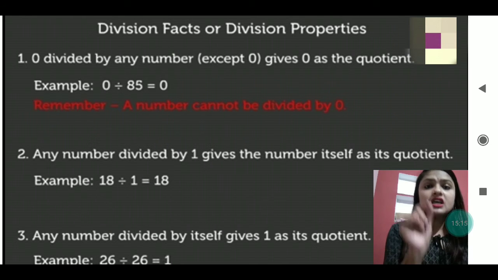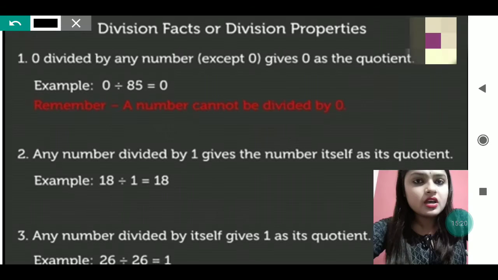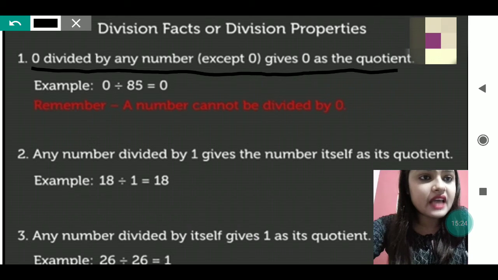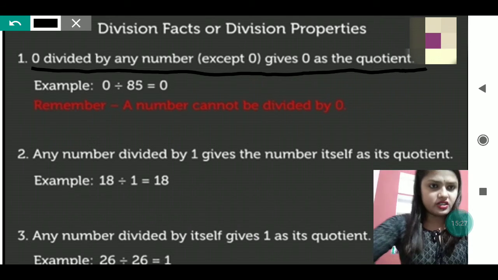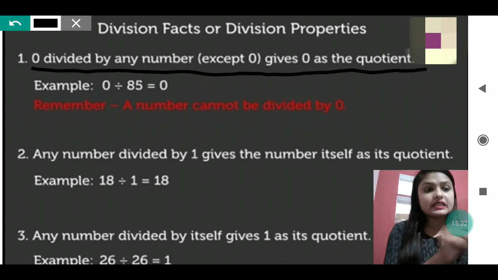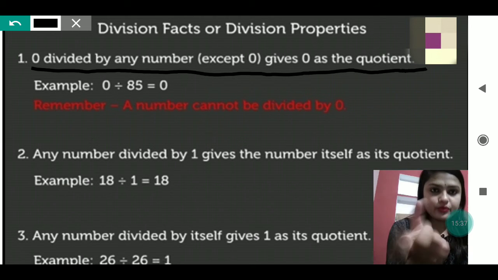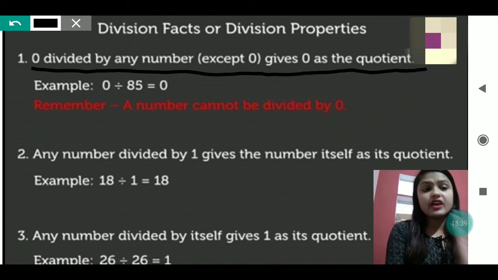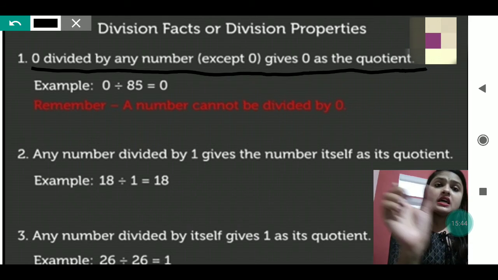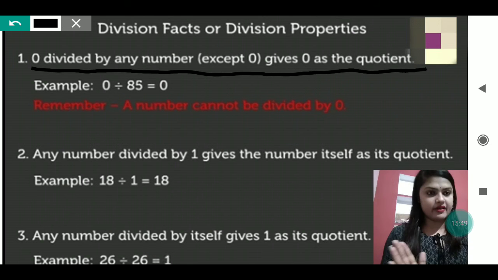The first property: 0 divided by any number. I am underlining it, dear. 0 divided by any number except 0 gives 0 as the quotient. When 0 is divided by any number except 0, the exception is there, don't forget. If we are dividing with 0, there is an exception. Rest all, 0 divided by any number, my dear, except 0.